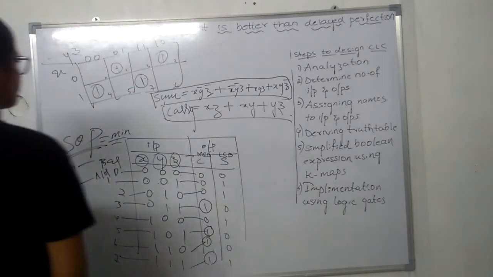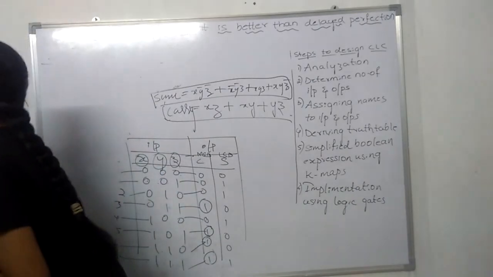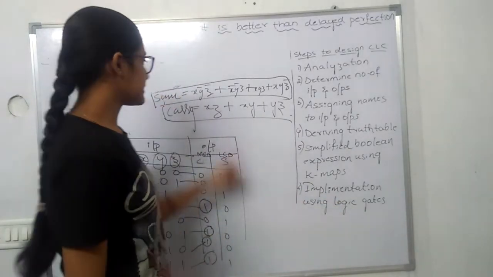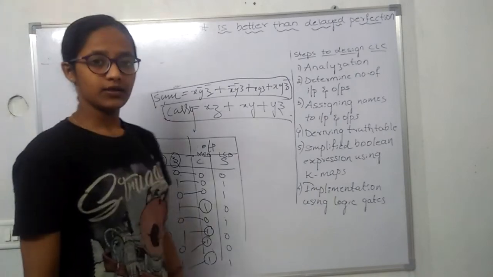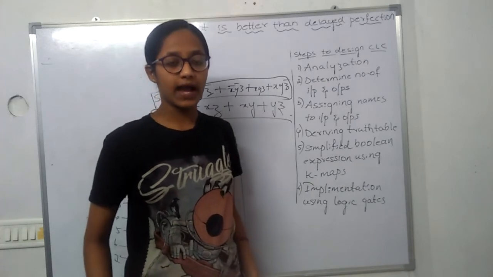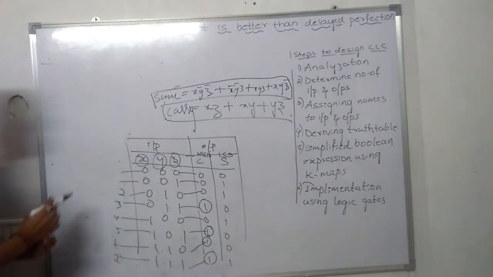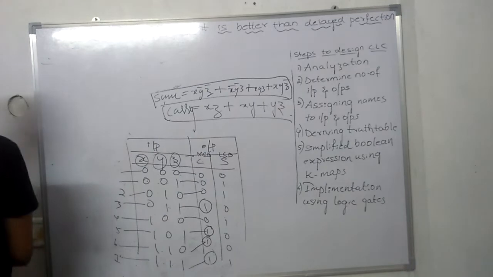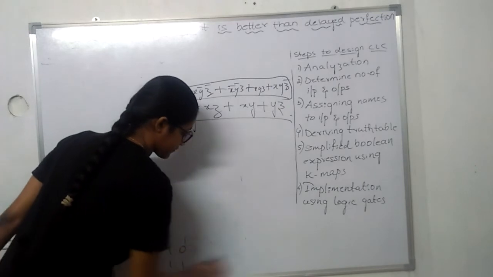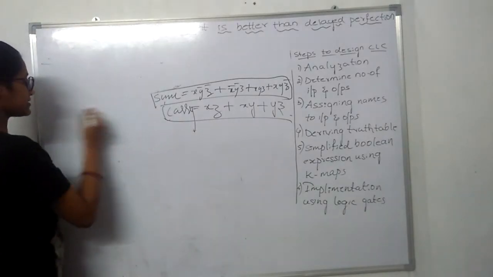And then the last step, implementation using the logic gates. You can implement these two Boolean expressions using universal gates like NAND and NOR, or else in the simple basic logic gates AND, OR and NOT. So I am using the simple basic logic gates. Implementation for sum.